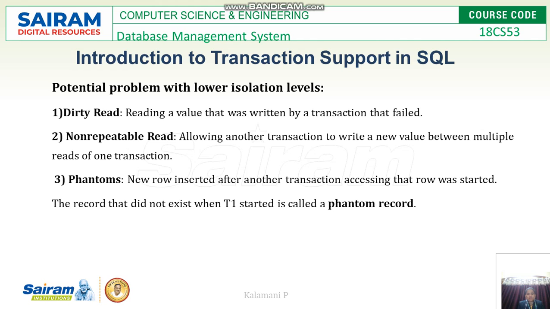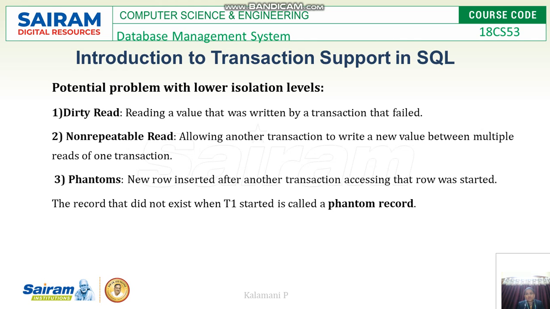Phantoms: a new row is inserted after another transaction accessing that row has started. The record that did not exist when T1 started is called a phantom record. Suppose we want to retrieve the details of the students having CGPA above 8. While we are reading the details, some other new student information is uploaded into the database. When reading, we won't get the value which was not available in the old value; only the new value will be available.